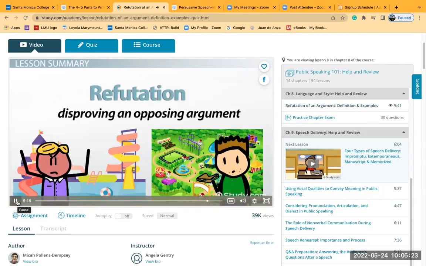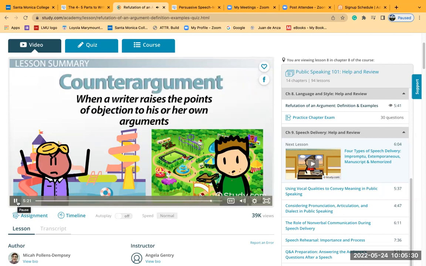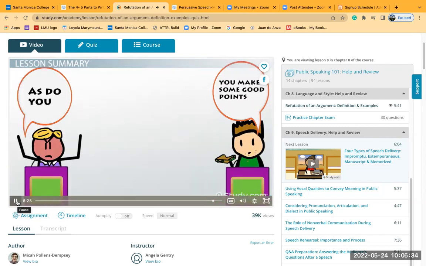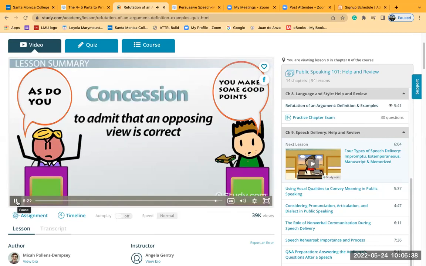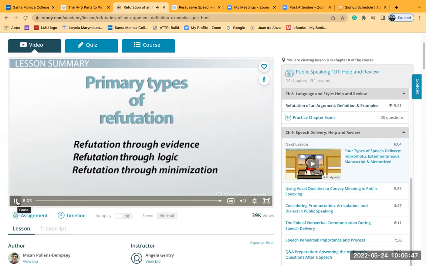Refutation is simply disproving an opposing argument. This is different than counter-argument, which is when a writer raises the points of objection to his or her own arguments. If a writer happens to agree with certain aspects of the opposing argument, then he or she can make a concession, which would mean to admit that an opposing view is correct. Three primary types of refutation include refutation through evidence, refutation through logic, and refutation through minimization.